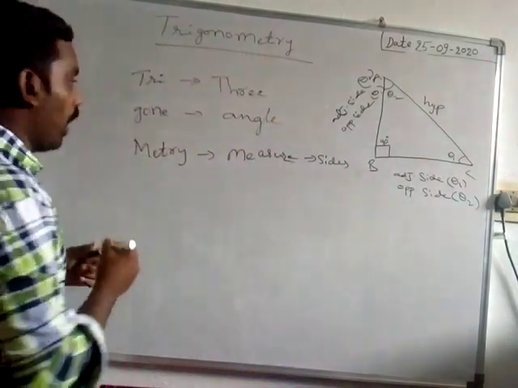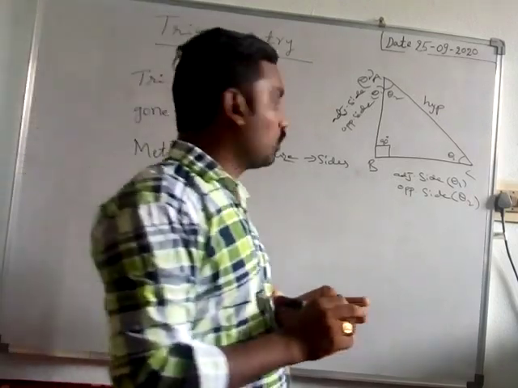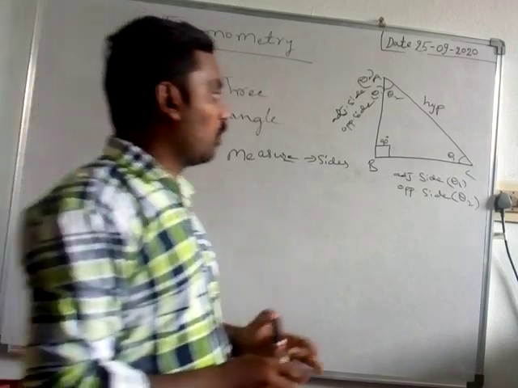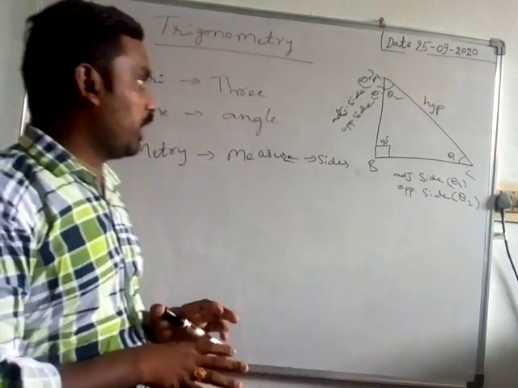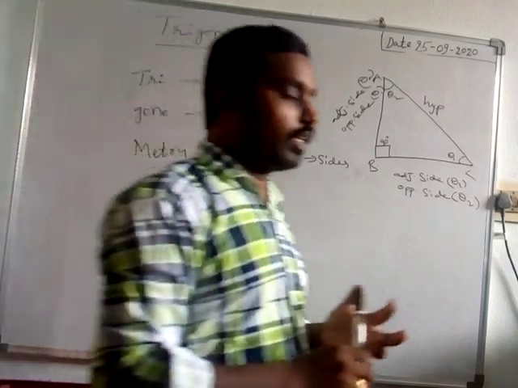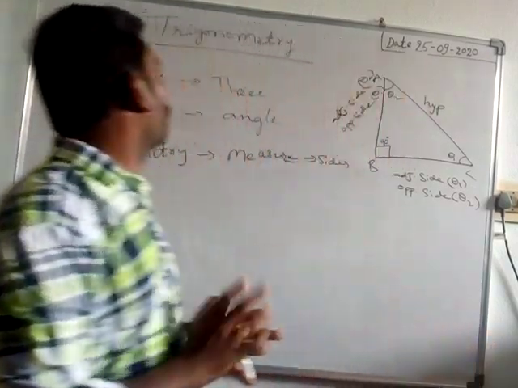Here we have 6 trigonometric ratios. In trigonometry, we are going to solve problems compulsorily based on trigonometric ratios. These are the pillars of trigonometry. 6 trigonometric ratios are there, so we are going to study them.